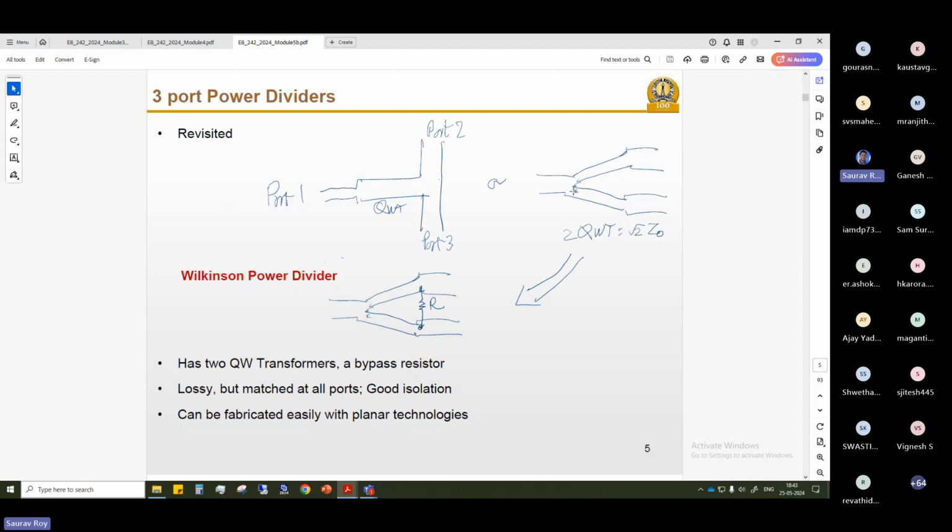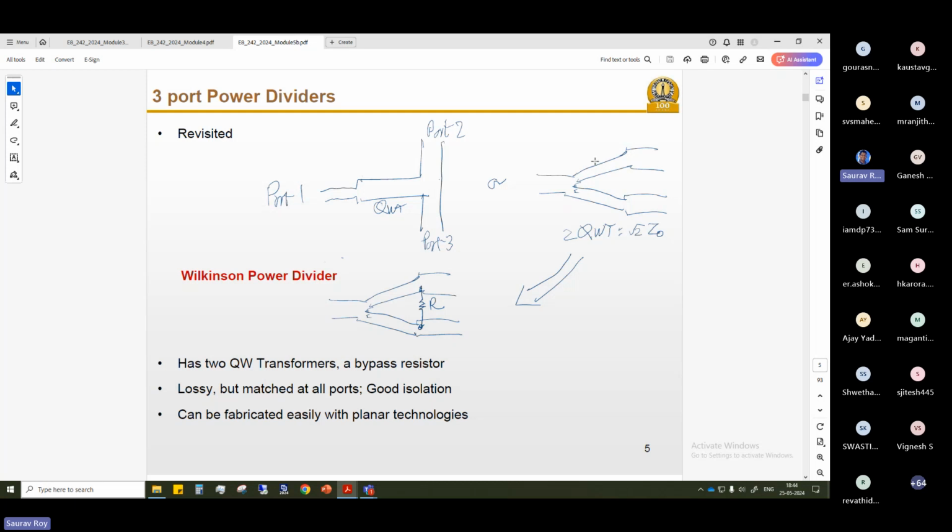If you see into the theory of the quarter wave line section, input impedance is given by Zin equals Z0 square by ZL. So Z0 square is root 2 Z0 here. So definitely you will have the junction of port 2 and port 3 as 2 Z0. Both will provide 2 Z0 in parallel. That will give an impedance of Z0. That is how port 1 is matched.